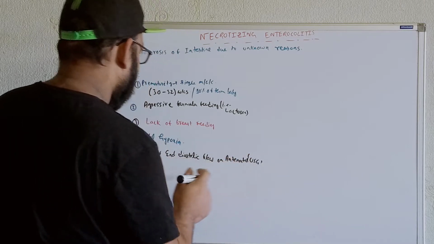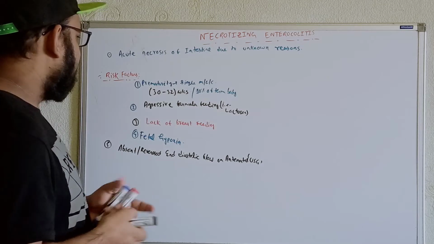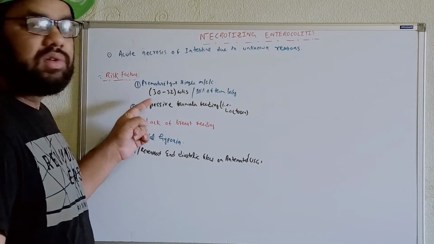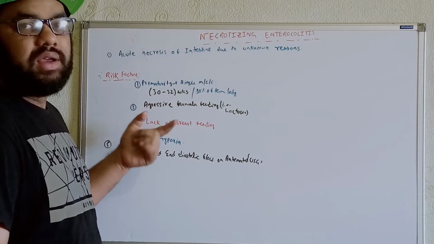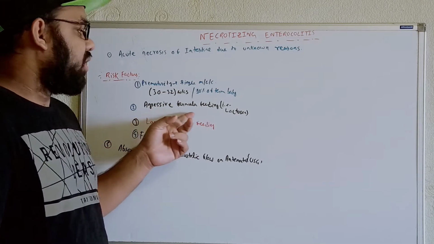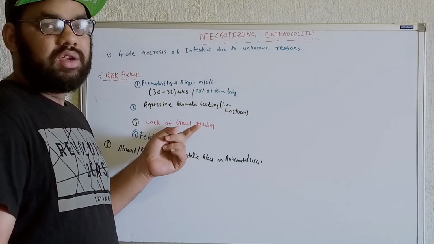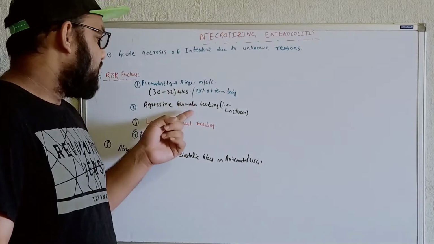This is also about the risk factors for necrotizing enterocolitis. So what did I say? What are the risk factors? Prematurity is the single most common cause of necrotizing enterocolitis. The second most common cause is aggressive formula feeding, instead of breastfeeding, when the babies are supplied with formula.